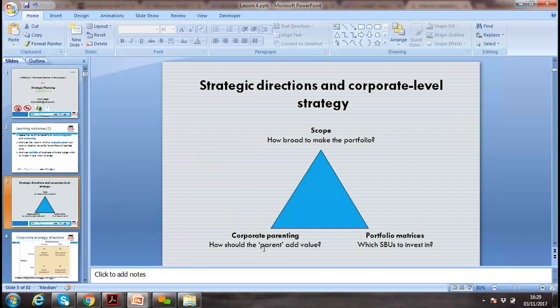Corporate parenting: how should the parent add value in the company? Portfolio matrices: which SBUs will give more value, and how broad to make the portfolio.